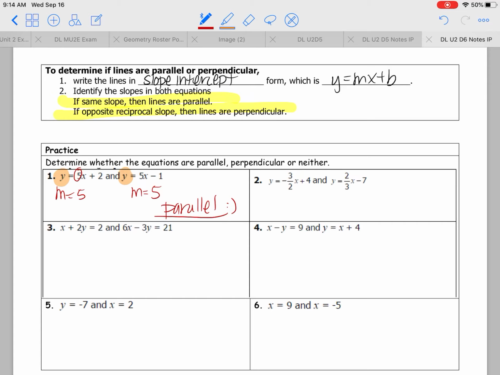Now on the next one, same thing. The first thing I have to make sure is that my equations are in slope-intercept form. And I know that they are because y is by itself and y is by itself. So all I have to do here is identify the slope for the first equation, which is negative 3/2, and the slope for the second equation, which is 2/3. What do I notice here? I notice that the fractions are flipped, so that's the reciprocal. And one fraction is negative and the other one is positive. So we have opposite reciprocals, and when we have opposite reciprocals, we have perpendicular lines.